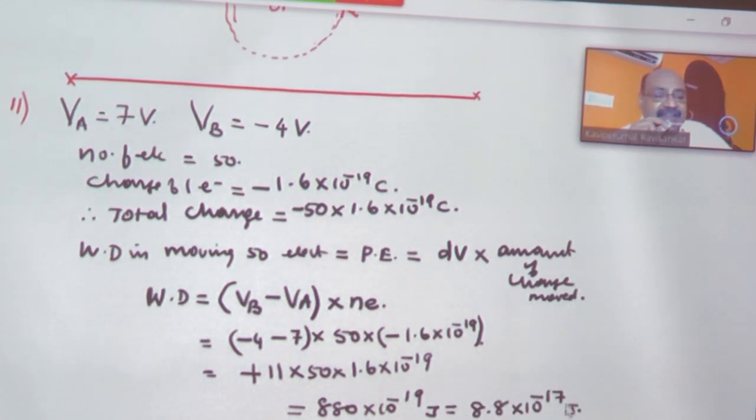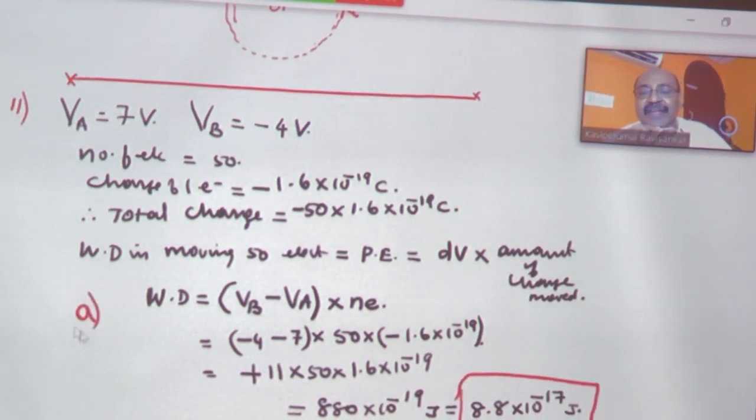This was the answer given. 8.8 into 10 power minus 17 joule. So the answer is option A. This is question number 11. Similarly, what is question number 12?